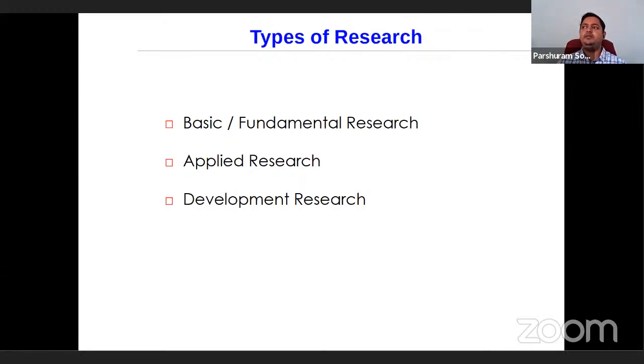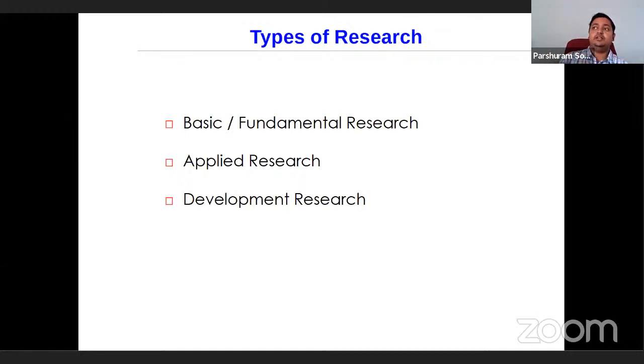Another type of research is applied research, where we know how certain phenomena work, and you can utilize these phenomena to apply to the community as well as at the industrial scale. This is also a very important part of research, because of it we get to know so many things. For example, the penicillin discovery: the discovery by Alexander Fleming is classical basic or fundamental research.